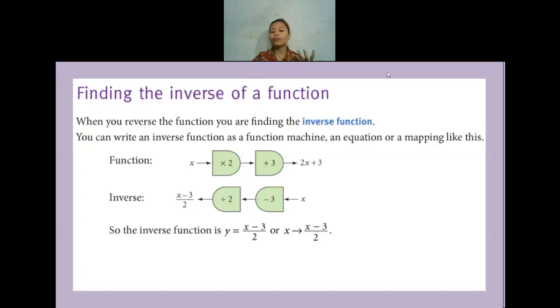Now if we are going to find the inverse, I'm going to ask you to write the equation or the expression for the inverse. So now we have 2x plus 3 for the output. I want it only as x. So we work from the back, and we do the opposite. This is plus 3. The opposite of plus 3 becomes minus 3. This is times 2. The opposite of times 2 becomes divided by 2.